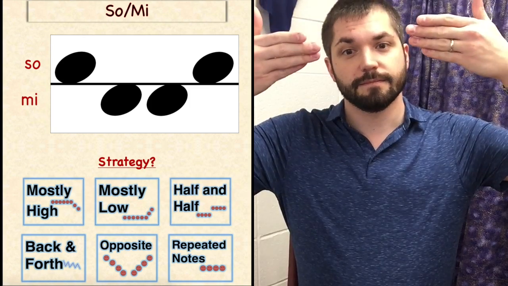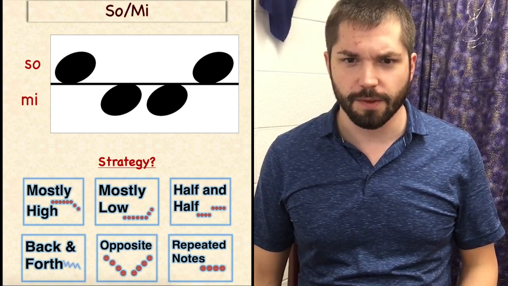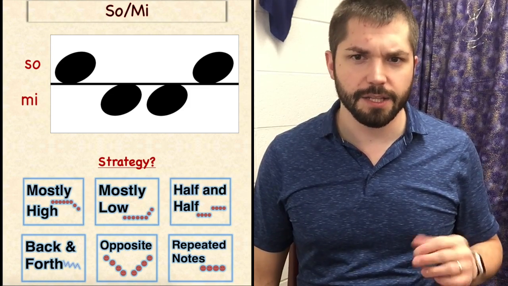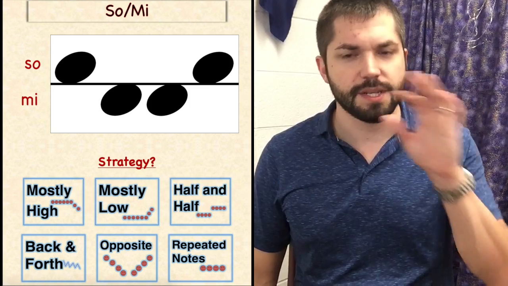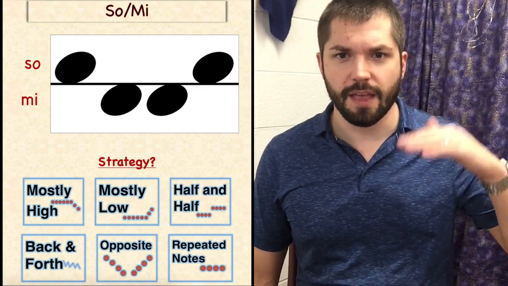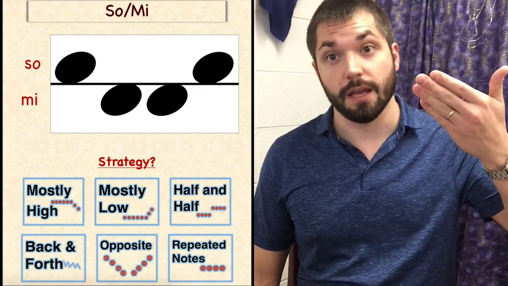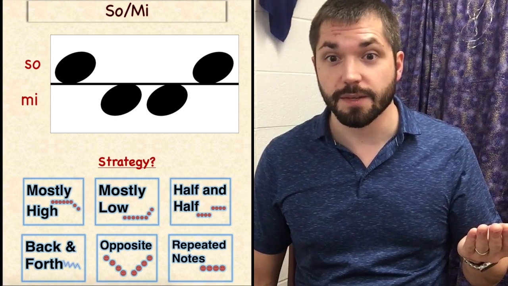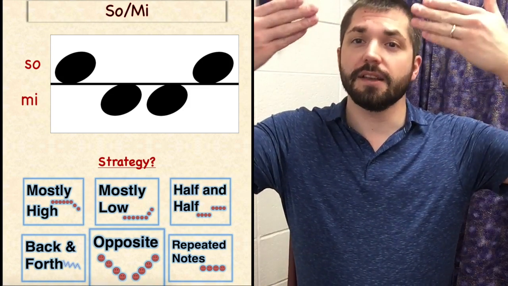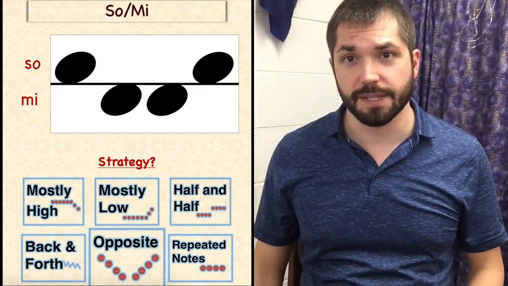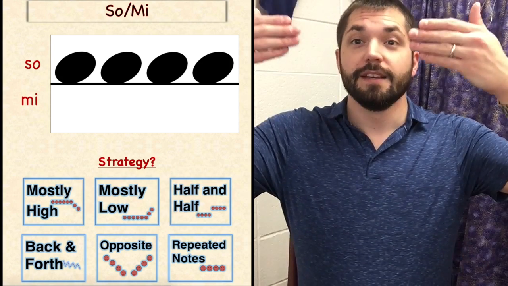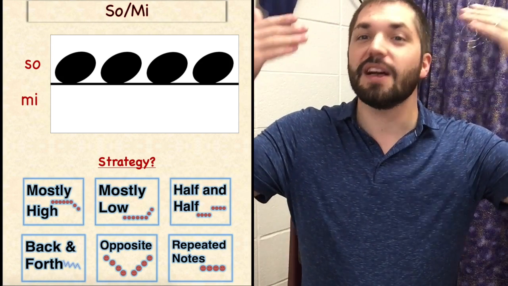All right, what about this one? This one's tricky. Well, we have two high and two low, but it's not the first half and the second half. Those are split up differently. The first half goes high then low, and the second half goes low then high. So I think this one has to be opposite, right? High, low, low, high, so, mi, mi, so. It's opposite. Okay, what else could we do? Let's sing this one. So, so, so, so.